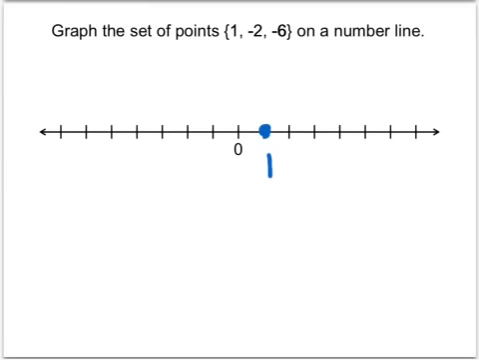The next number is -2, so we're going to count over 2 place values to the left for -2. And then our third number is -6. Starting again at 0, we're counting over 1, 2, 3, 4, 5, 6. Now this may seem a little bit basic, but when we get to the coordinate plane, that would be the XY coordinate plane, it's going to be very important that you remember these steps.